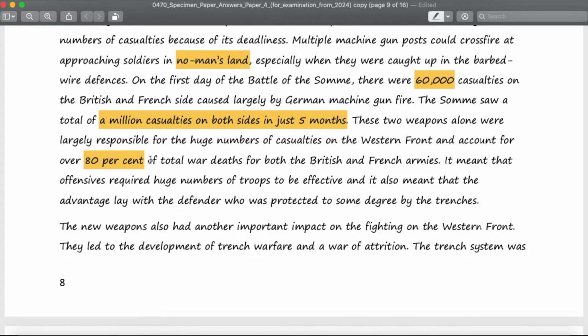With such a high number, 4 out of every 5 casualties being caused by machine guns and artillery, it does justify a large portion of the essay to talk about how these weapons impacted the Western Front. Remember, in the very first sentence, tanks were mentioned, airplanes were mentioned. Let's see if the student actually followed through and included them in the essay.